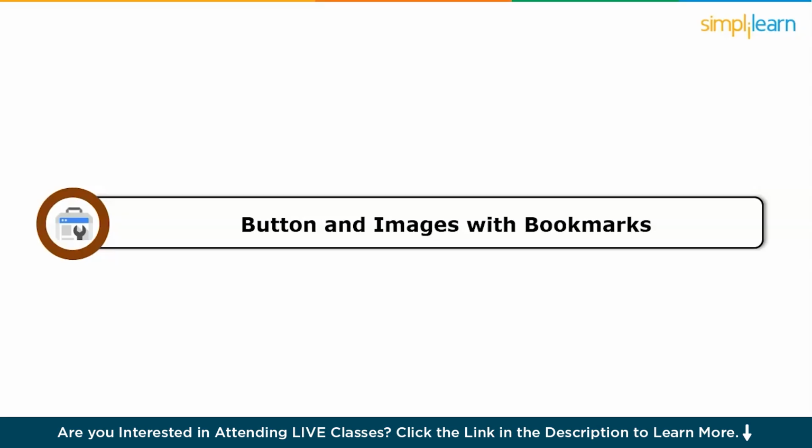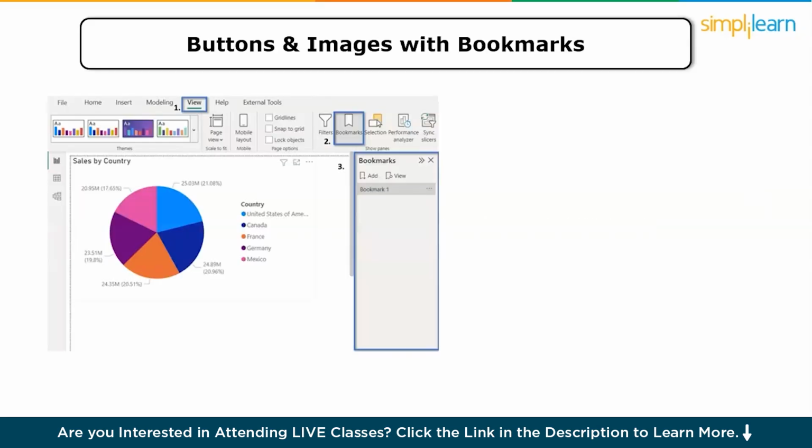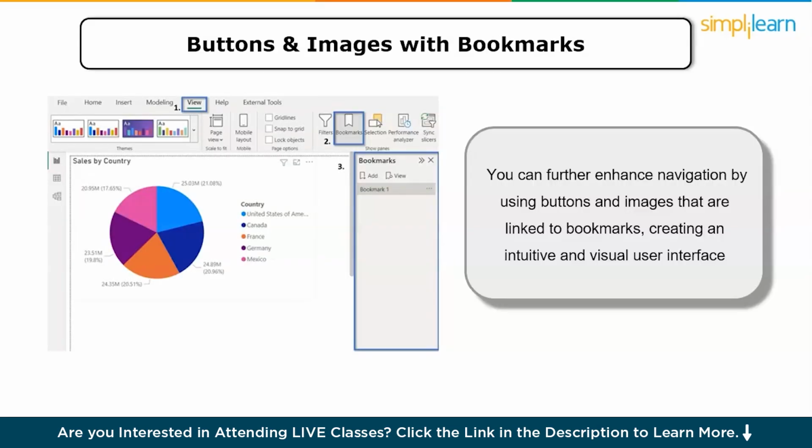Meaning, we go ahead, create a button or a shape and assign a bookmark to that. For example here, once we have opened the bookmarks and the selection pane, we can link the bookmarks to a certain chart or to a certain image or a shape. It creates an intuitive and very easy visual user interface.